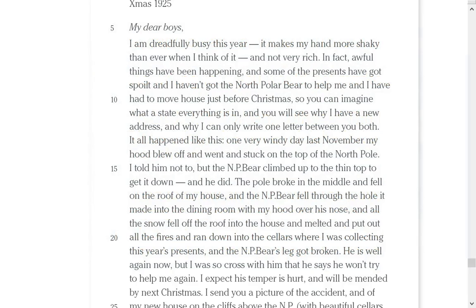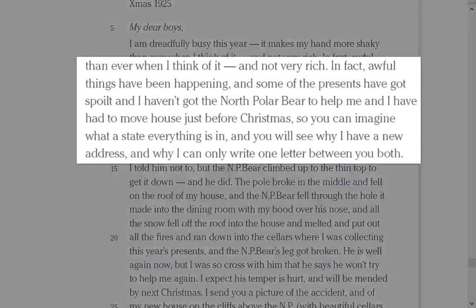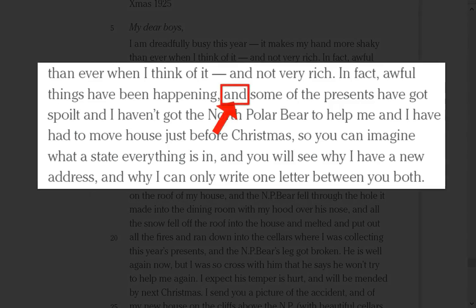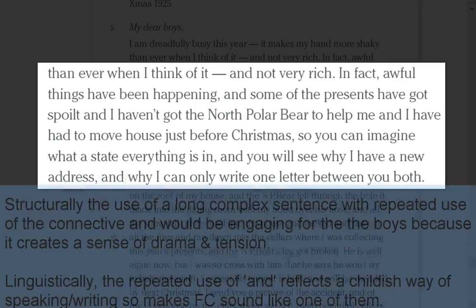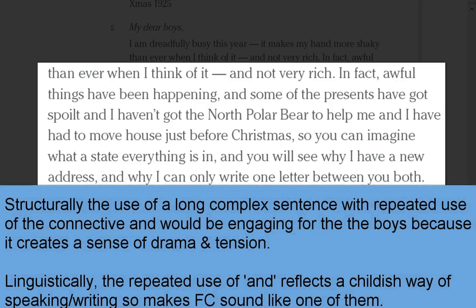We get the repetition of the connective "and." In fact, awful things have been happening, and some of the presents have got spoiled, and I haven't got the North Polar Bear to help me, and I have had to move house just before Christmas. So you can imagine what a state everything is in, and you will see why I have a new dress, and why I can only write one letter between you both. So we get this very long, multi-clause, complex sentence with all these subordinate clauses, and they're all joined with that connective "and," that creates a very fast pace.